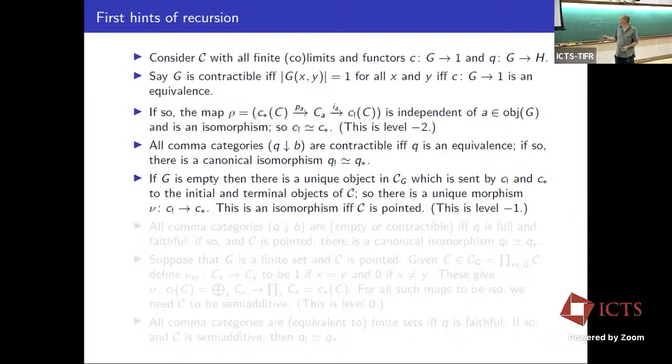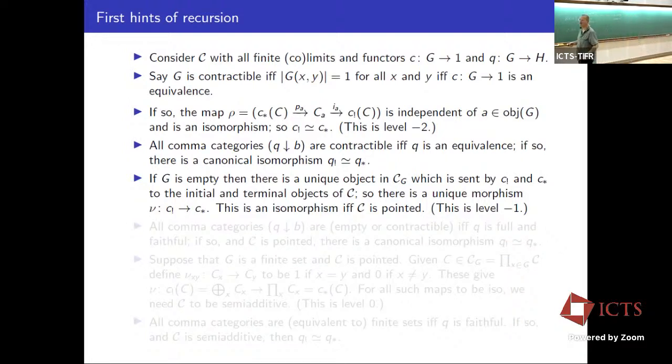So this C lower G, the functors from G to C, that's just a terminal category. It's got only one object, and you apply C lower shriek to it, you get the initial object of C. You apply C lower star to it, you get the terminal object of C. And there's always a unique morphism from the initial object to anything, or a unique morphism from anything to the terminal object. So we certainly get a unique map nu from C lower shriek to C lower star. And when is that an isomorphism? It's an isomorphism if and only if your category C is pointed. This is actually just the definition of pointed, really.